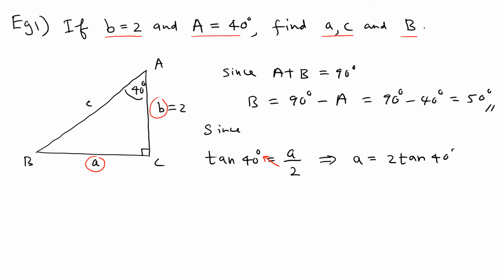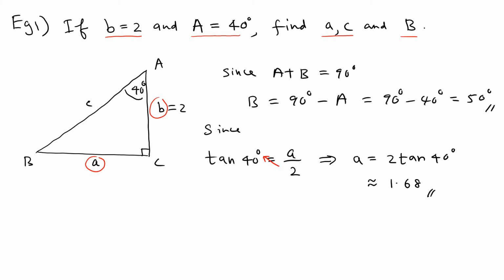And then we can use a calculator and get the approximate value. If you use a calculator, up to 2 decimal places, you're going to get 1.68 as the length of a. Now, again, we're going to find c. Again, we're going to relate c with a known one.